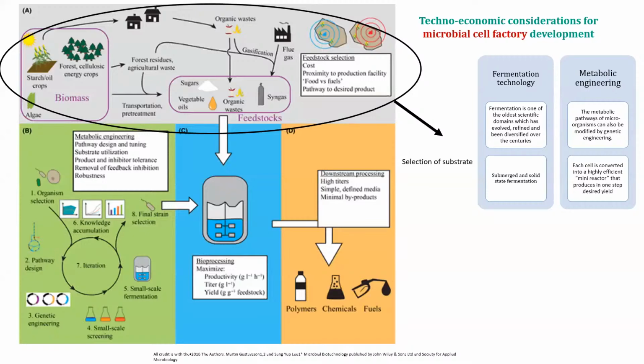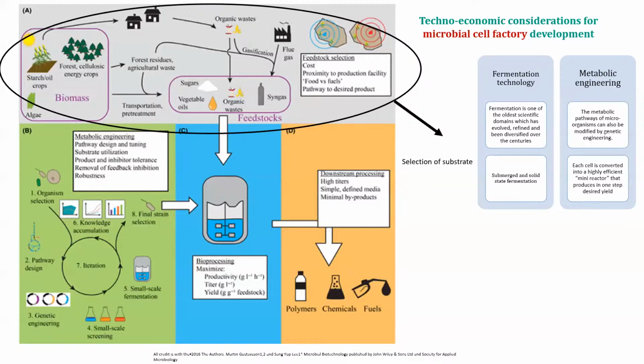Now, if you are using these residues or waste, you have to go for certain pre-treatment, because these wastes are rich in cellulose, lignin and hemicelluloses, which need to be pre-treated to get a simpler form of sugar that can be utilized by our microbes.